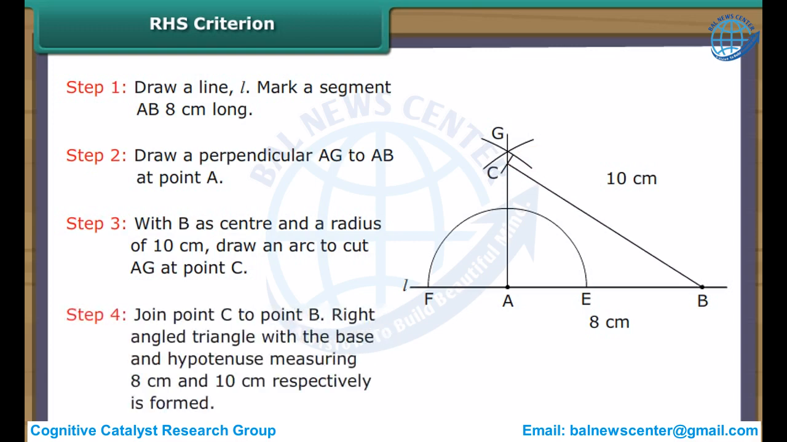Join point C to point B. Right-angled triangle with a base and hypotenuse measuring 8 cm and 10 cm respectively is formed.